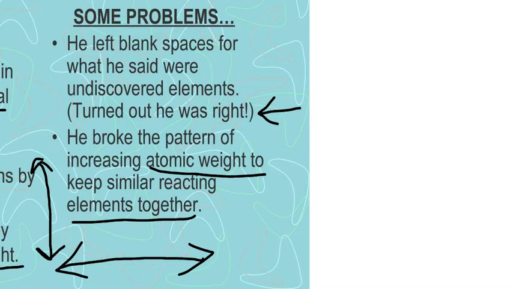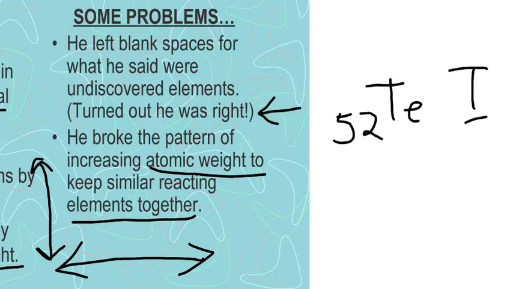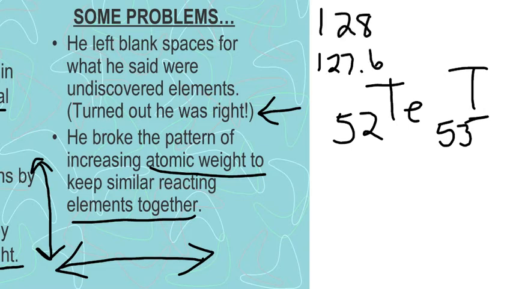An example, if you look at the elements on your periodic table, I want you to go to element number 52, which is tellurium, and then I want you to look at element 53, which is iodine. If you look at their average atomic mass, tellurium has an average atomic mass of 127.6. Now I can round that up to 128. If you look at iodine, which is the next element to the right, it only has an atomic mass of 126.9. And that rounds to 127.